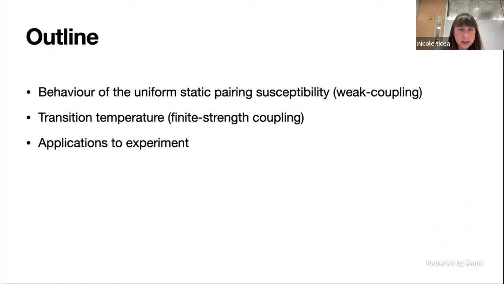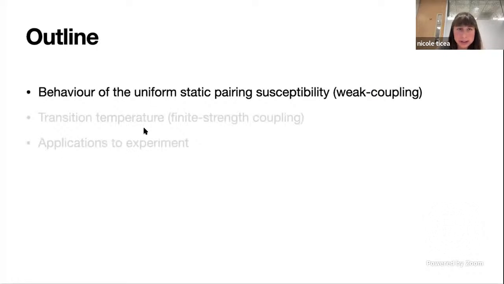Okay, so let's talk about the program for today. Our interest is in studying superconductivity. We'll start off by looking at the weak coupling behavior of the system, so studying the uniform static pairing susceptibility. And then subsequently, we're going to add in finite strength couplings, which allows us to determine the mean field transition temperatures in both quasiperiodic and randomly disordered systems for both S and P wave superconductivity. And then finally, I'll discuss a bit applications to experiment.